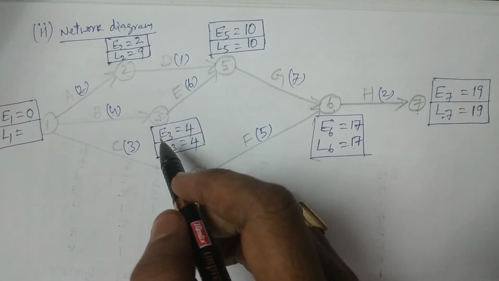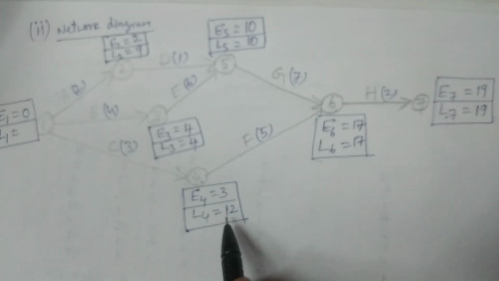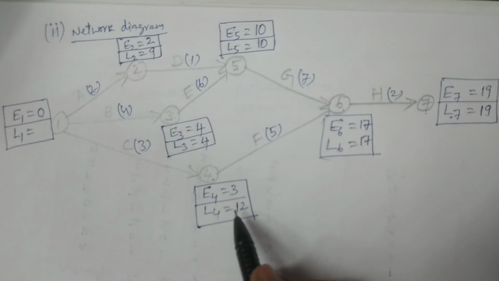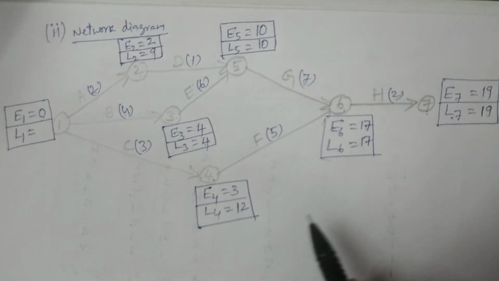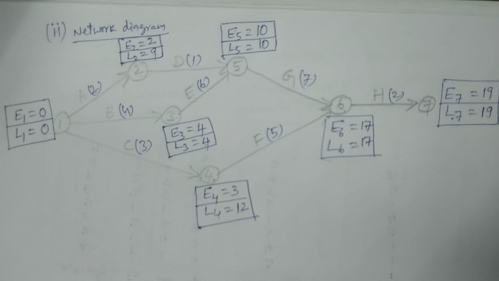And then we have to consider the minimum. You have to calculate all. 9 minus 2, 7. 4 minus 4, 0. And here, 12 minus 3, it is 9. So the minimum value is 0. These are the backward pass calculations, from which we can easily identify the critical activities and the critical path.